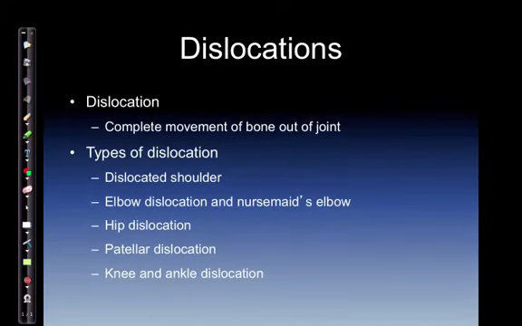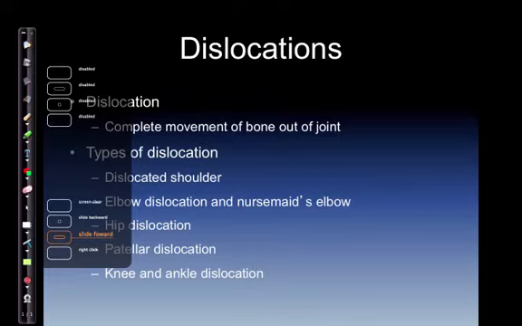Dislocations. A dislocation is a complete movement of the bone out of the joint. Subluxation is a type of this, which is misalignment of the bones in a joint that results in the joint's instability. You can even have a subluxation in your cervical spine.